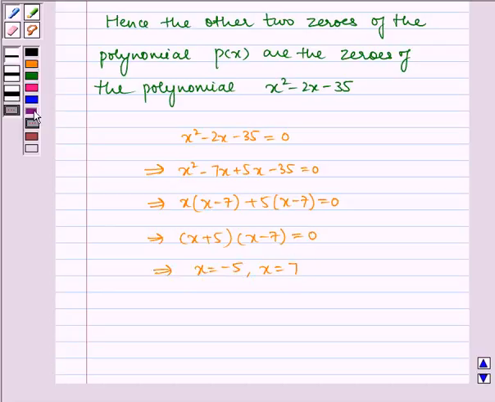Therefore, the required zeros of P of x are 7 and minus 5.